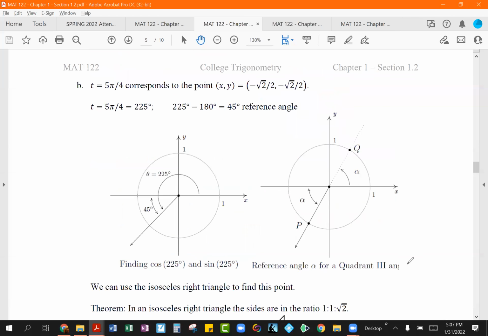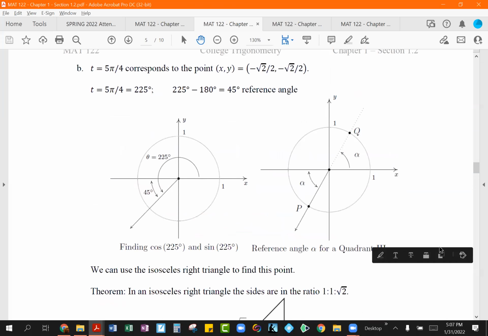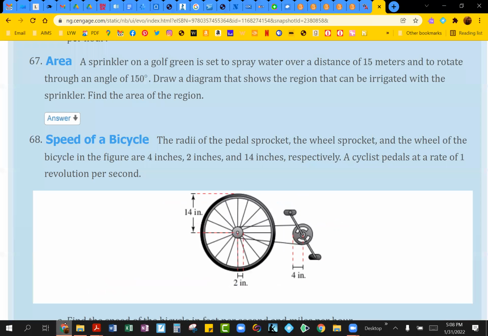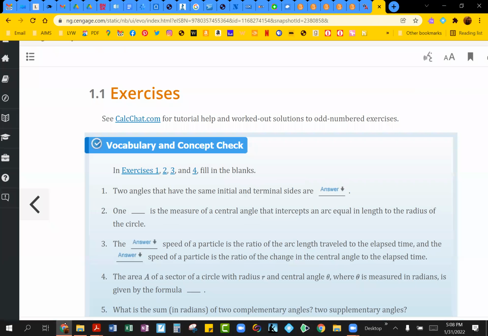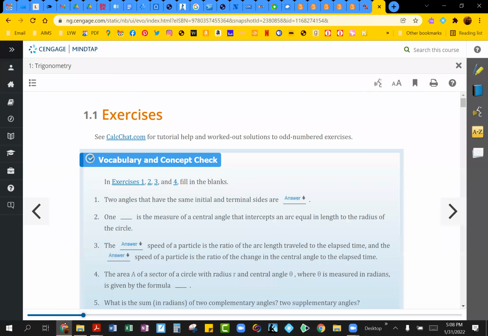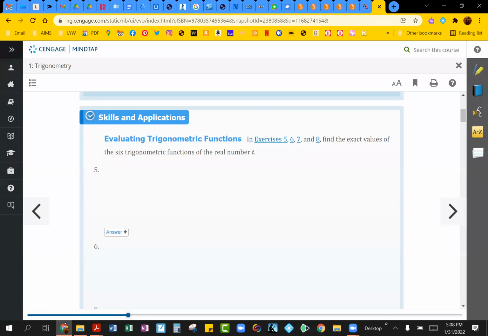I've included some other examples in here for you also to work with. But before we get into that isosceles one, let's do an example for the right triangle over here. So let's get into section 1.2.